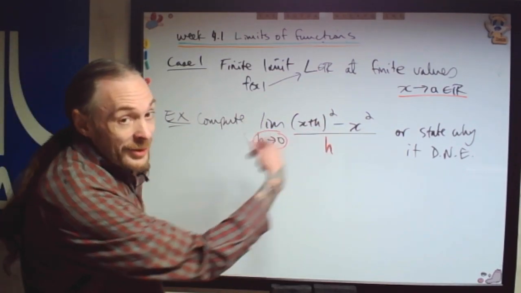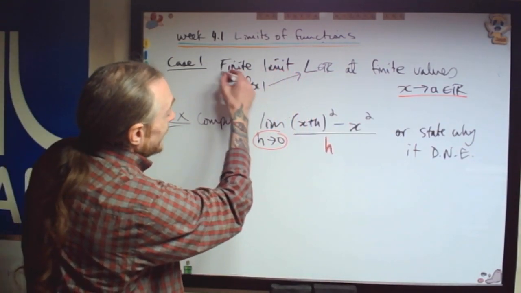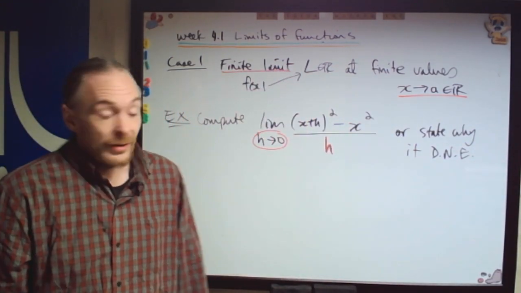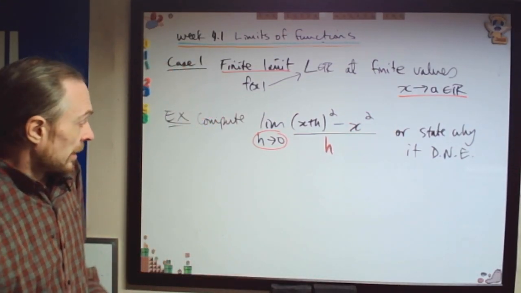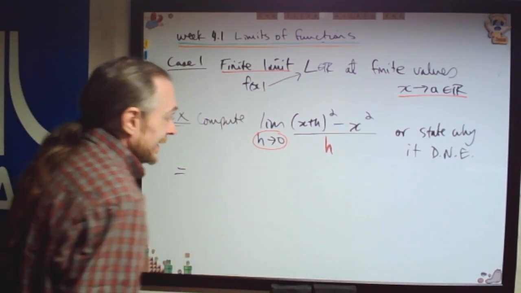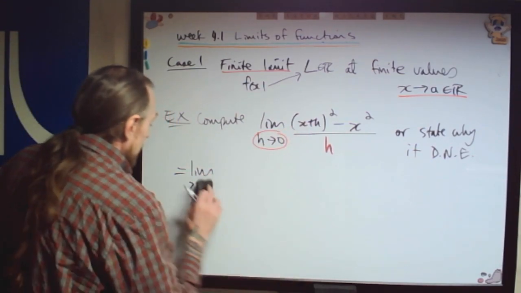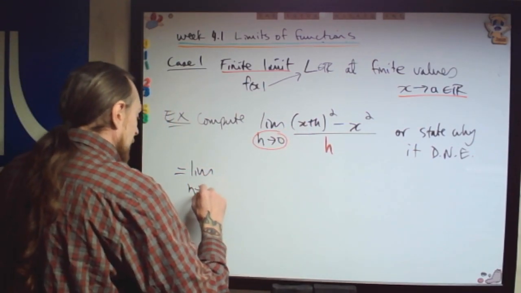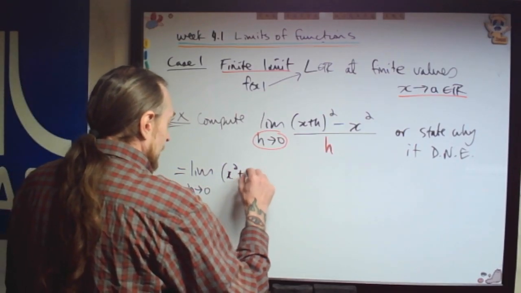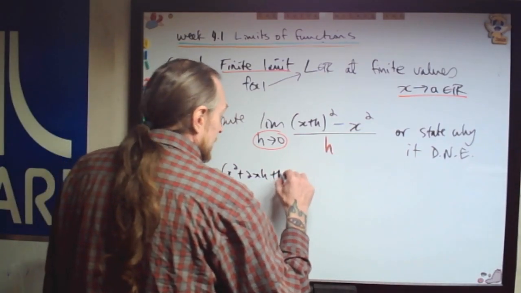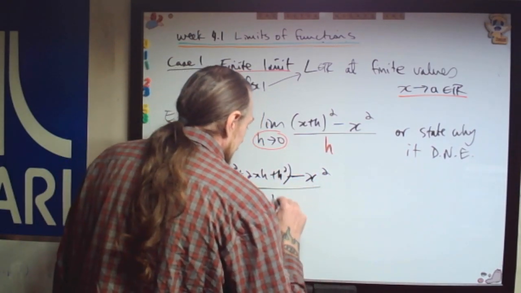If there's clever algebra that can get me out of that, it's going to go to a finite number, and it will be a finite limit. The limit will approach a finite value at some finite value a. Let's try this. The idea is to expand everything. So I have the limit as h, not x this time, as h approaches 0 of, now I can expand this, x squared plus 2xh plus h squared minus x squared on the top, and then I have over h.